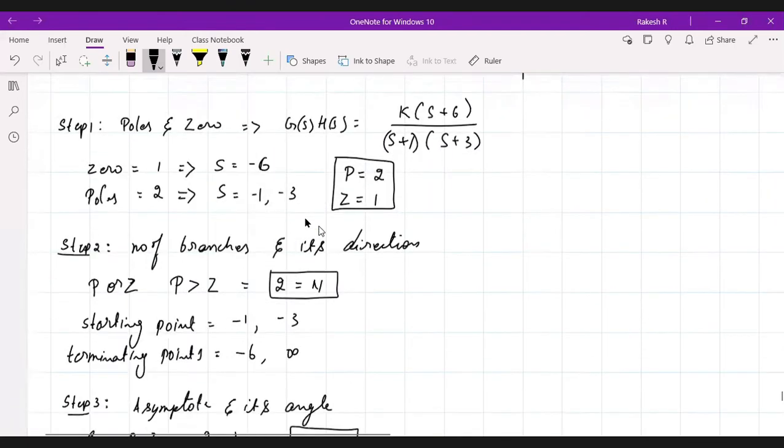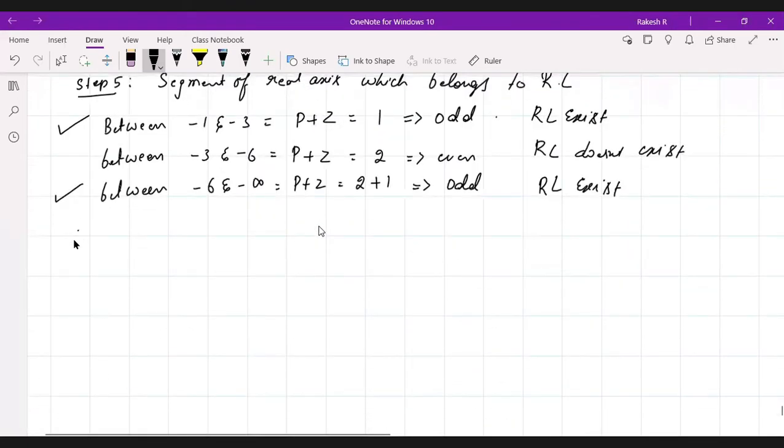Next step, that is step number 6. Step 6 is to determine the breakaway point and break in point, if any. It is not necessary that a root locus should have a breakaway or break in point. If it is available, we need to find it out. If any, we need to find that out, right?